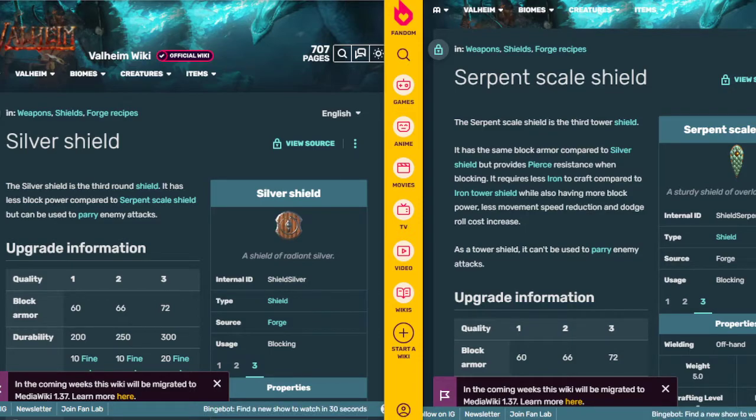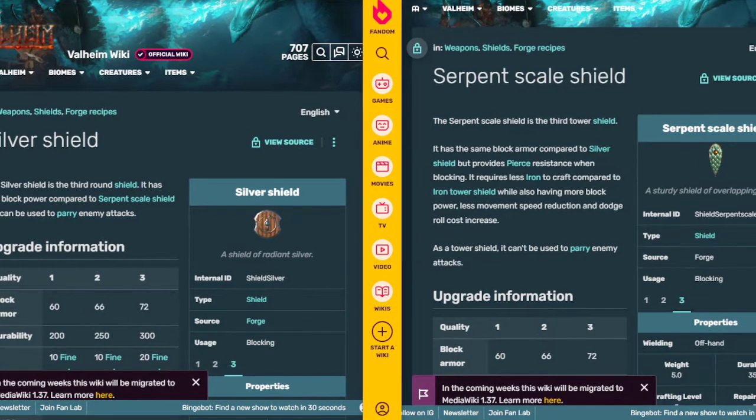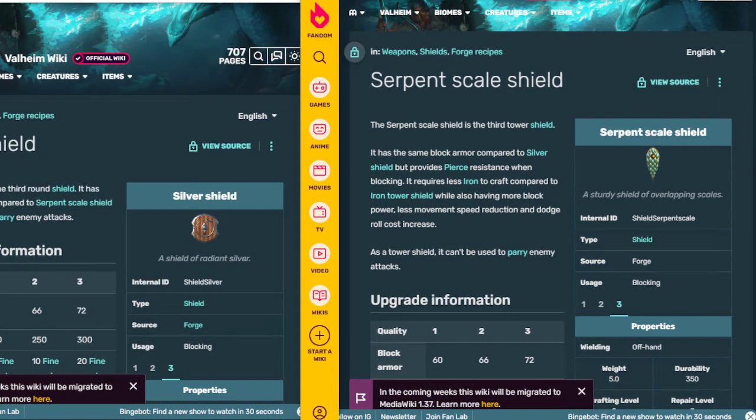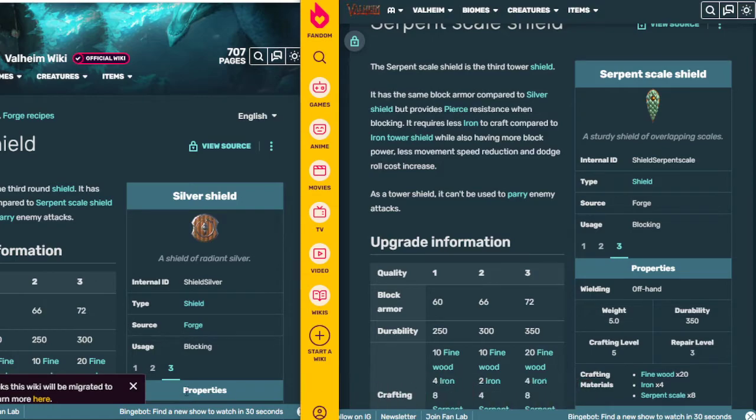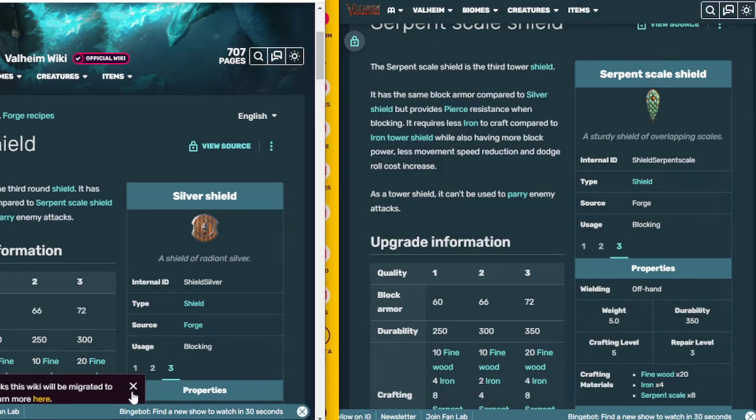I looked at it, I saw that it had 105 block when maxed out at the time, and it still has an obscene durability maxed out. You can see 350. Let's scroll over a little bit. 350. And I looked at that and I said, hey, that seems really good, right? That seems really, really amazing.